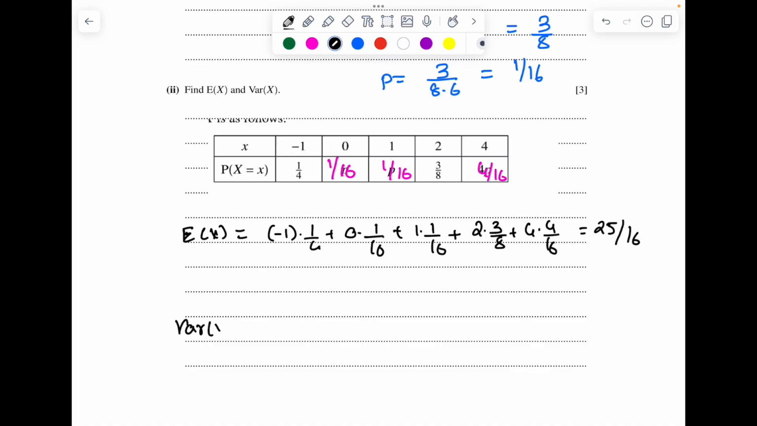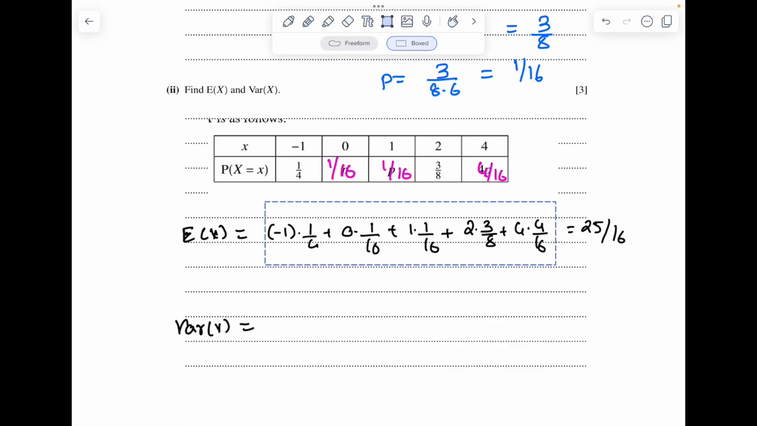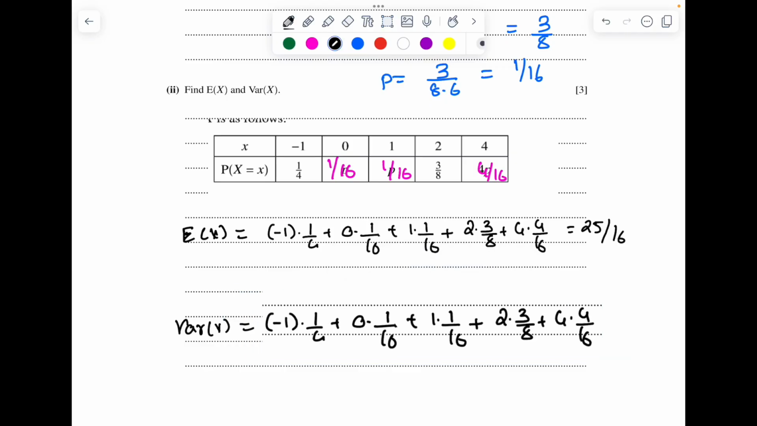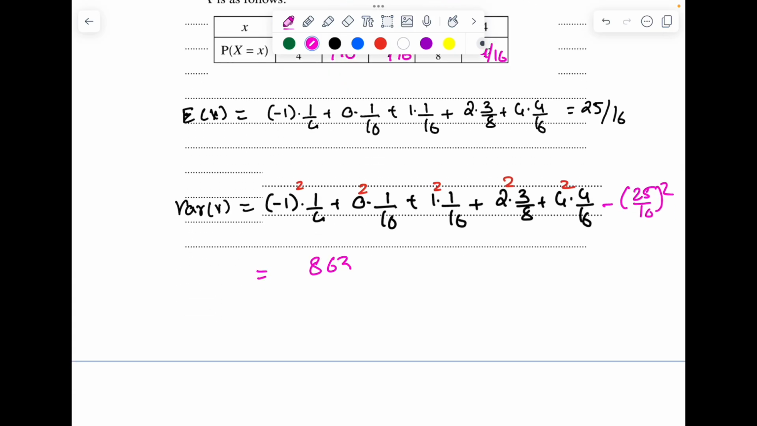Now variance of x is going to be nothing but this entire thing, but with squares. So it's going to be minus 1 squared, 0 squared, 1 squared, 2 squared, 4 squared, each multiplied by its probability, minus mean squared. Mean is 25 upon 16, whole squared. Simplify that, you should be getting 863 upon 256, which is 3.37.